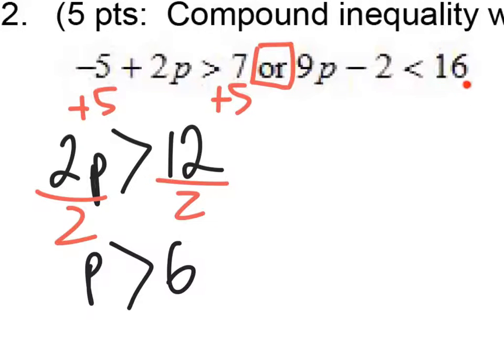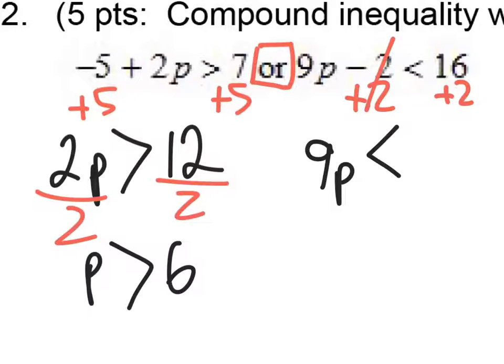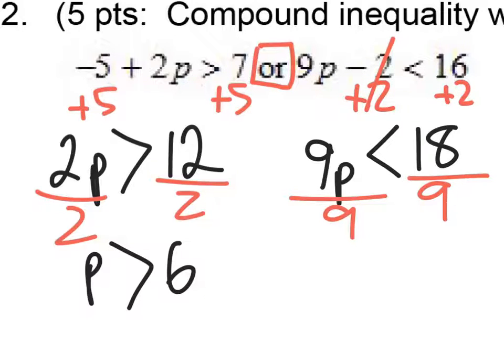Let's take a look at this one on the right side. 9p minus 2 is less than 16. All right, so we need to isolate p. Let's add 2 to the left side and to the right so that the 2's, of course, cancel out. 9p is less than 16 plus 2 is 18, and then let's divide both sides by 9. P is less than 18 divided by 9, of course, is 2. So we just figured out that p is greater than 6 and p is less than 2.